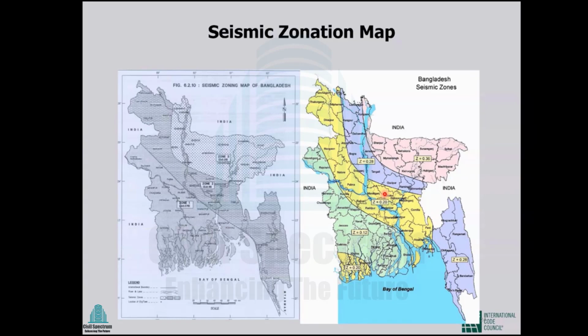So in 50 years, if an earthquake has a probability of exceedance of only 2%, that is called the maximum considered earthquake. In other words, the return period is 2,475 years, almost 2,500 years. So if the return period is 2,500 years, that large an earthquake is called the maximum considered earthquake.